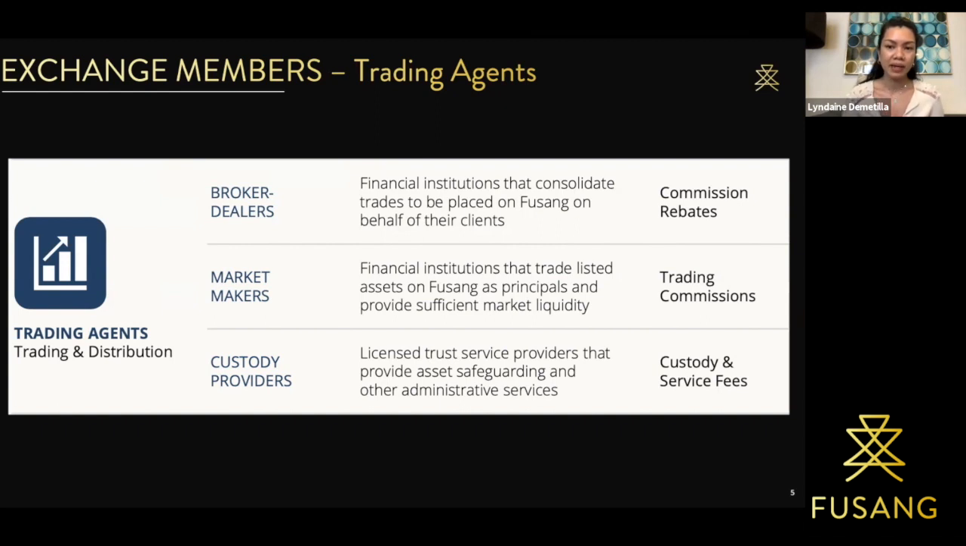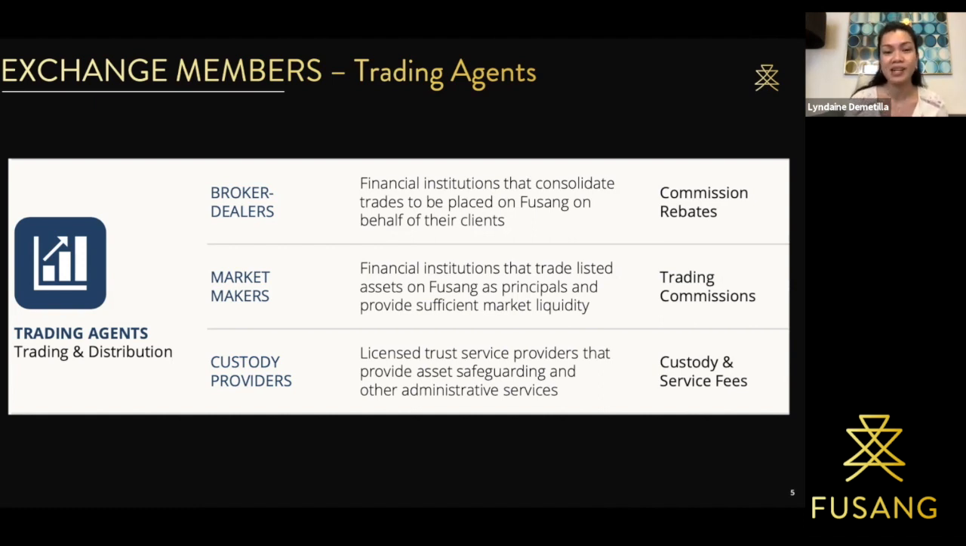They're typically market makers. To date, exchange members on Fusang are licensed either as listing or trading agents. So what are the overall benefits of becoming an exchange member with Fusang?